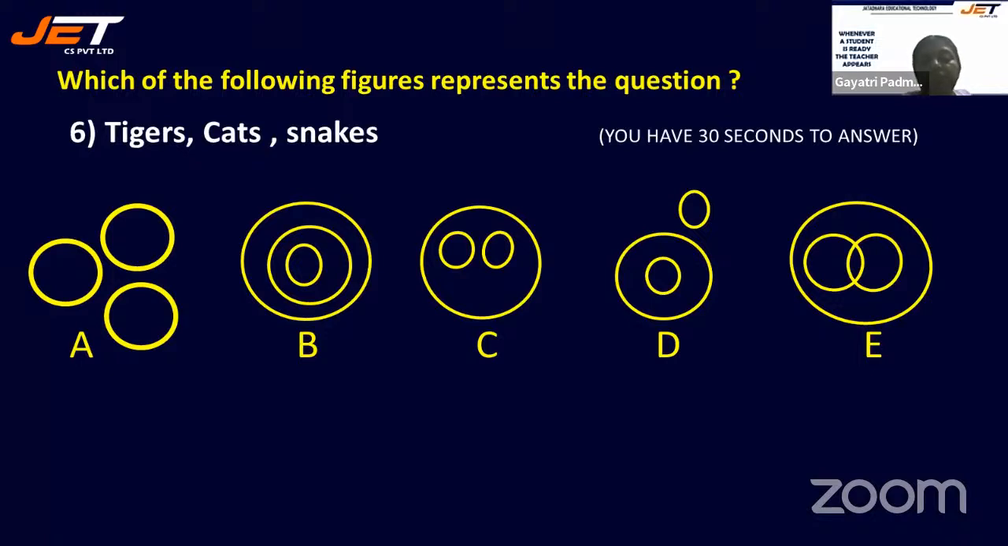Yes, see the next one. We have tigers, cats, snakes, right? So what comes under what? 30 seconds time is given to answer this question. Tigers come under what category, you can say? You can think, right? So 30 seconds time is given, so not more than that should be taken, students. I suggest it's better that you take down all these during the class so that it is easy for you to cover these questions.